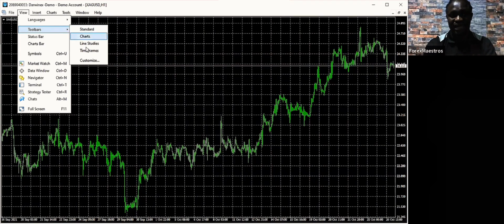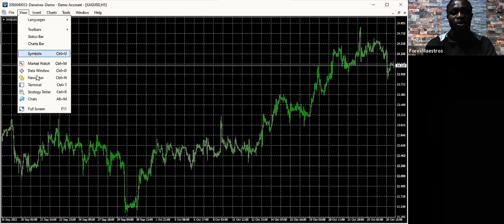You have the standard, you have the chart, you have the line studies, you have time frames, you have the status bar, you have your chart bars, symbols, market watch. You see this view, these tools that you are seeing here: data window, navigator, terminal, strategy tester, chart. I'll show you shortly what they do, okay? They are all very important. They are shortcuts that we need to have on our toolbars, I mean, on our menu bar also. It makes the work easier for us.